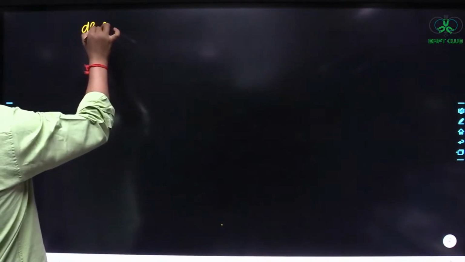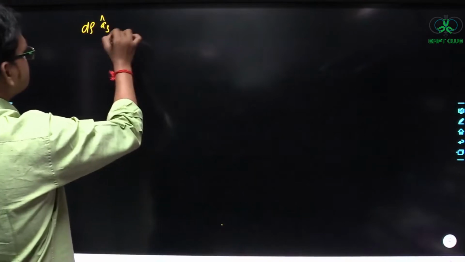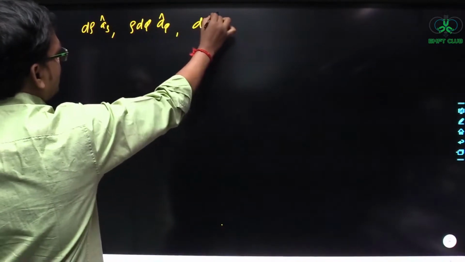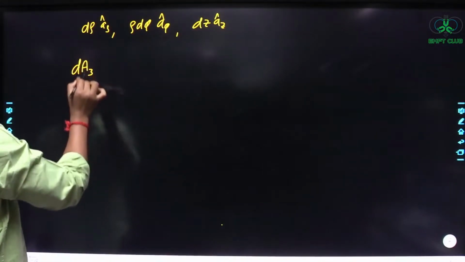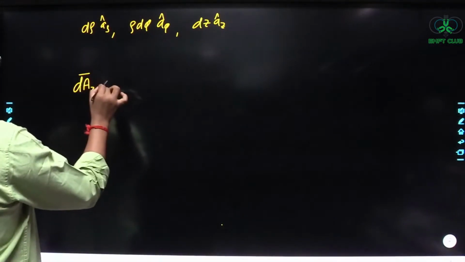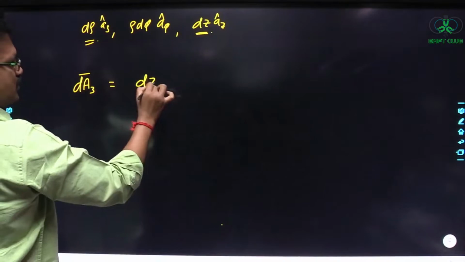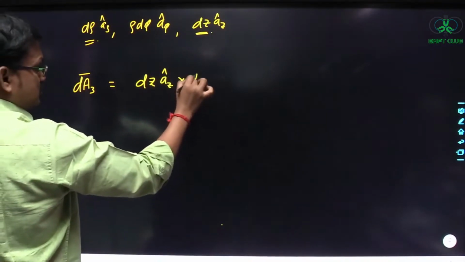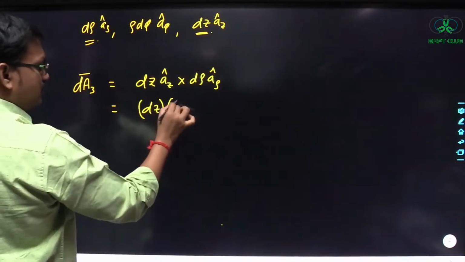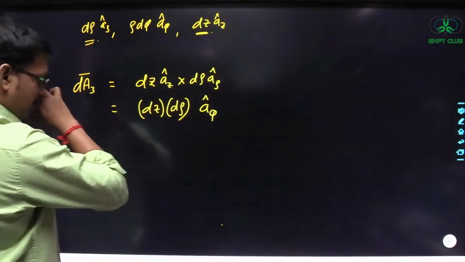Always write, as I have told, the differential lengths: rho d phi a phi cap, dz az cap. Now what is the third differential area, dA3 bar? Do the cross product between dz az cap and d rho rho cap. So dz az cap cross d rho rho cap is equivalent to dz into d rho into az cap cross rho cap, which is nothing but a phi cap, right?